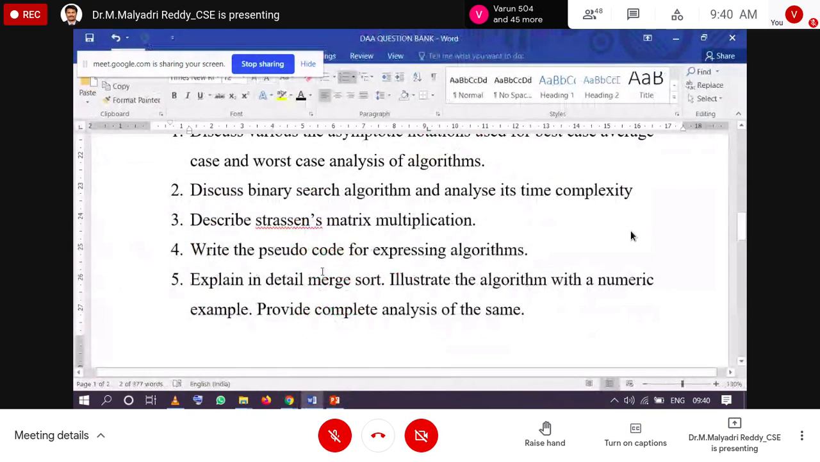Explain the detailed merge sort illustration, the algorithm with a numeric example. Take one example, generally 10 elements, that will be divided into 2 parts. 5 on the left side, 5 on the right side. Like this, how to represent.